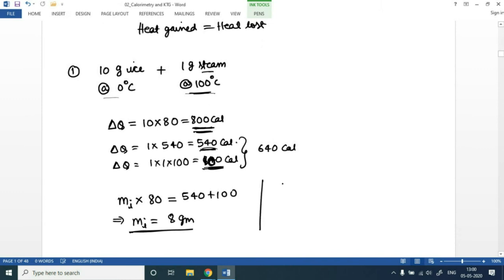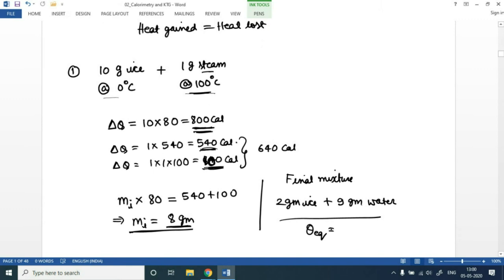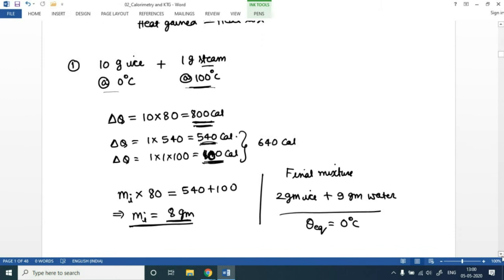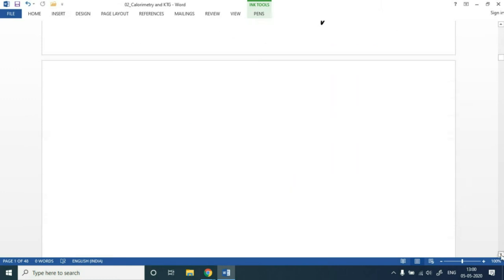So what you can say, the final mixture will be composed of 2 gram ice that would be left, and remaining 8 gram ice which has melted, and 1 gram steam which has condensed, and altogether this will become 9 gram water. And what would be its equilibrium temperature? Equilibrium temperature, theta equilibrium, will be nothing but 0 degrees Celsius. So that is one of the varieties of this thing. Let's look at another variety also quickly.